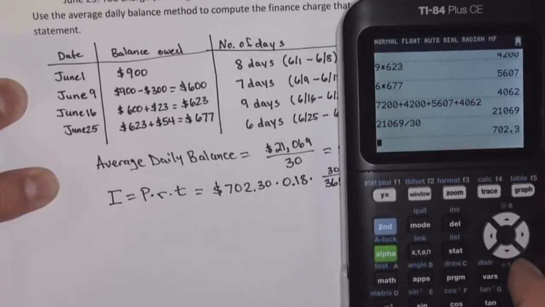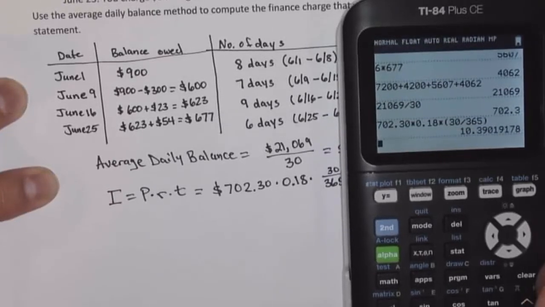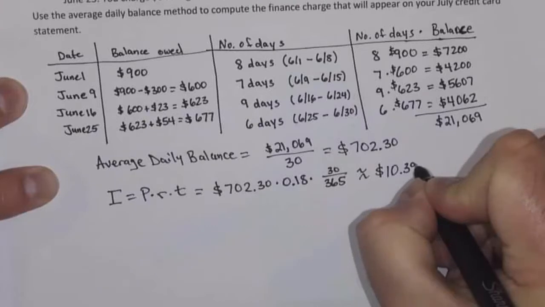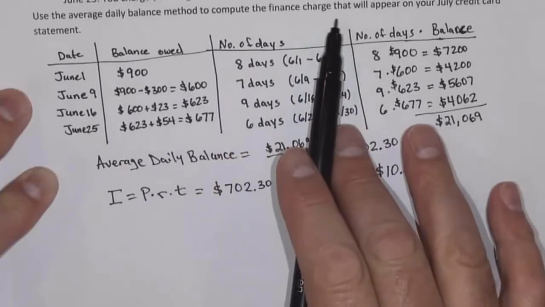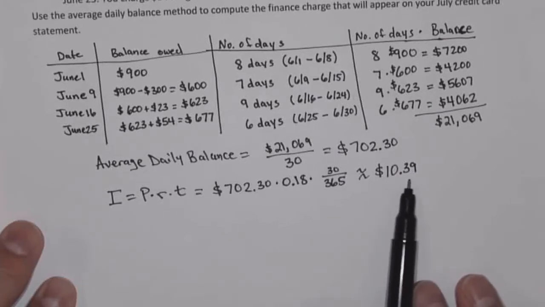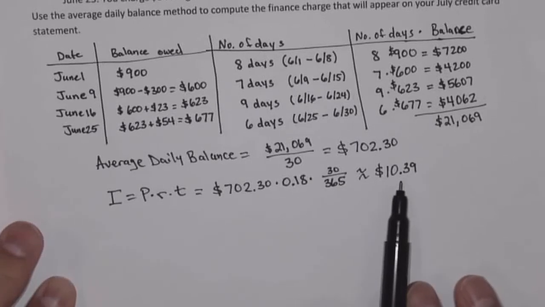So if I take the $702.30 times the 0.18 times 30 divided by 365, that equals $10.39 approximately. So I wanted to figure out what was the finance charge that's going to appear on the July credit card bill. Well, we're going to owe $10.39 in interest, so that's our finance charge for the month of June, and so that's going to appear on the following month's statement, on the July statement.